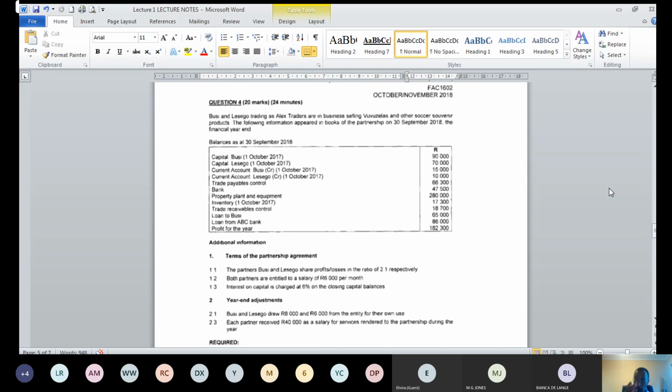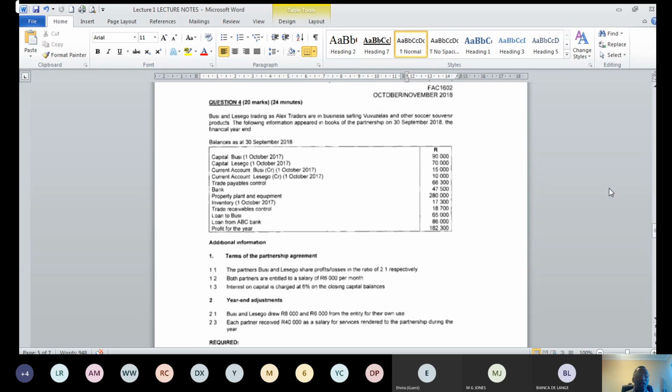And in the question, we are dealing with a partnership called Busi and Lesejo. They are trading as Alex Traders, and they are in the business of selling vuvuzelas and other soccer souvenir products, and the following information appeared in the books. The balances on the 30th of September 2018.